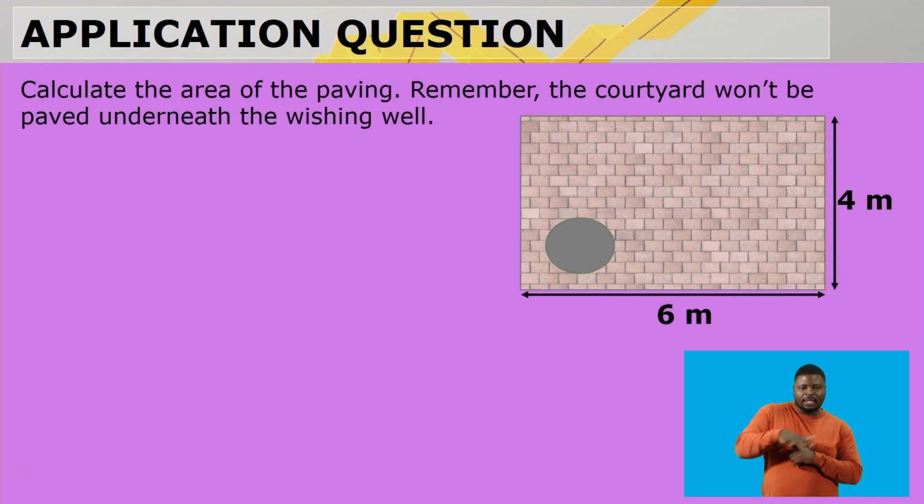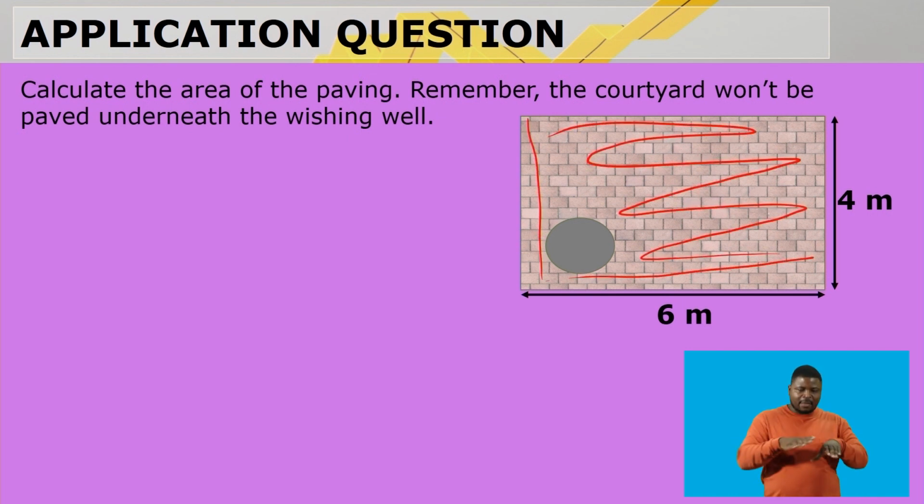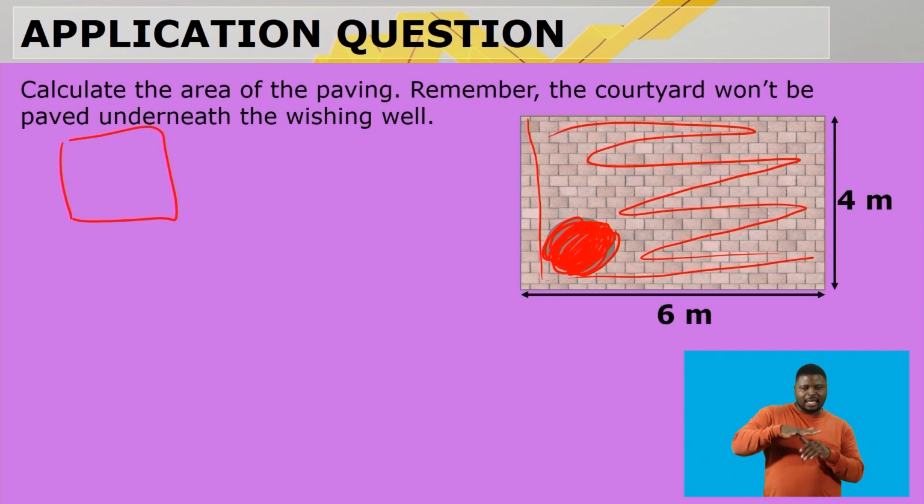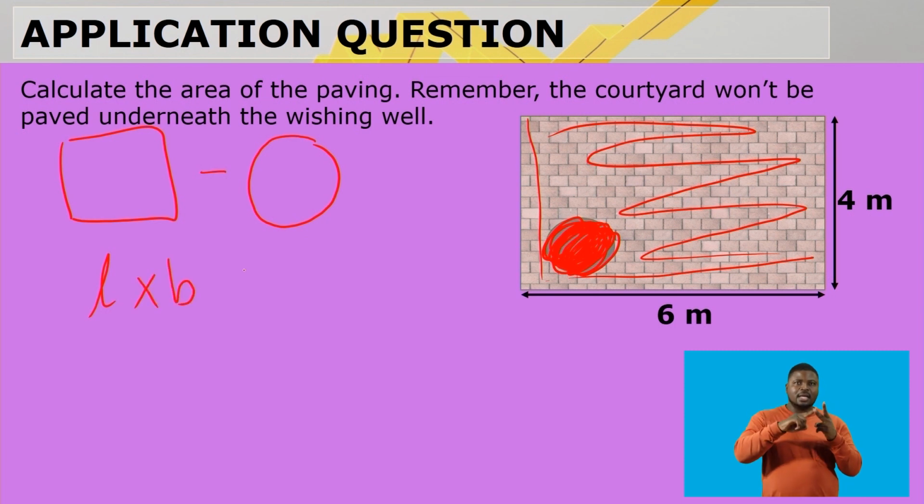Calculate the area of the paving, but now remember the courtyard won't be paved underneath the wishing well. So we are going to pave everything there except the wishing well. So what do we need to do? We are going to have to calculate the area of the paving and deduct the area of the well. So it's going to be length times width minus the circle, which is pi radius squared.